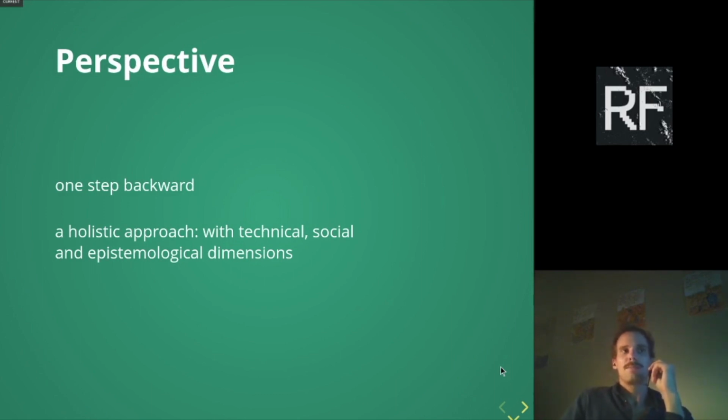And secondly, there is a holistic approach. By holistic, I mean taking into account all dimensions of a situation, fact, or process. So not only the technical one, but the social one and epistemological one. By social, I mean that's a main property of human beings. And you can think about the zoon politikon from Aristotle. He's stating that a human being is a social animal.